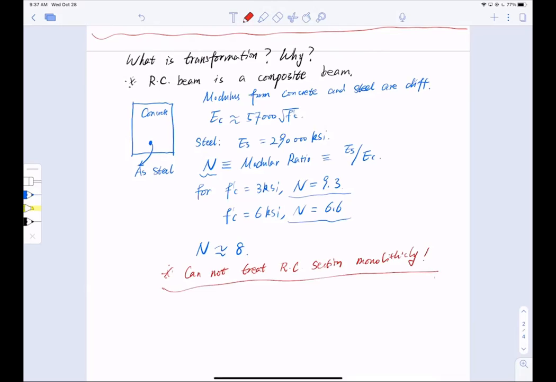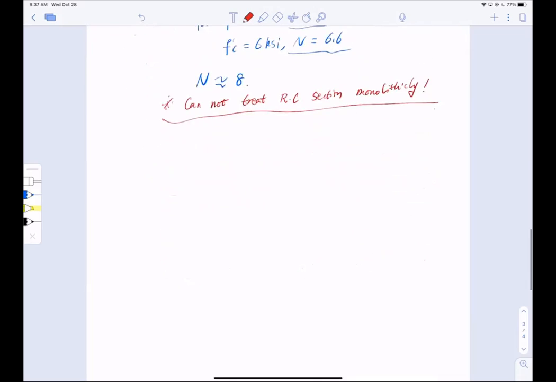So we have to treat it as a transformed section. Transformation is needed. Now, the question is, which transforms to which? In this class, we're going to transform steel to concrete, and this is how.